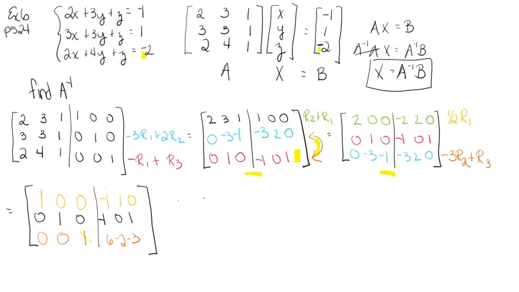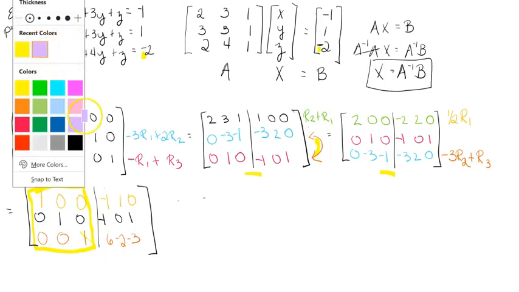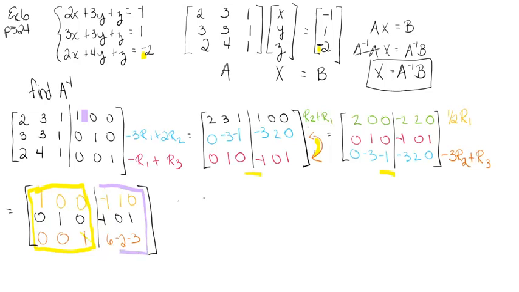And when you do that, when you multiply it all down, you will see that you get this identity matrix here on the left side, and on the right side here you're going to get the inverse of matrix A. So the inverse of matrix A equals -1, 1, 0, -1, 0, 1, 6, -2, -3. And what we're going to do now is put that right back into this equation right up here. We're going to rewrite it this way.